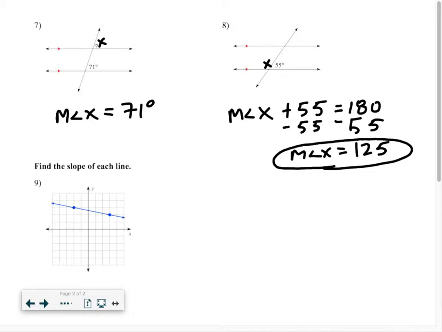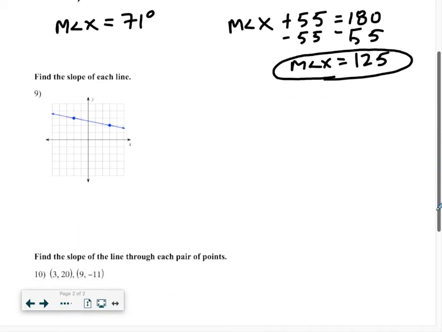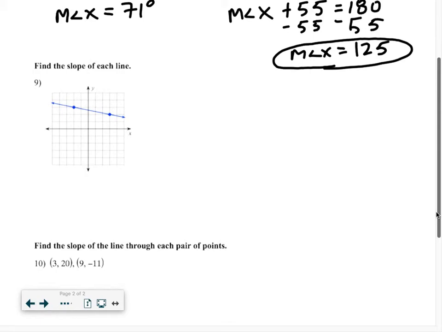All right, so that's using those angle relationships and the theorems that we learned in lesson 3.2 to find some missing angle measures. Alright, so in lesson 3.3 we looked at the slope of lines. We found that using a graph, and we used the idea of rise over run.